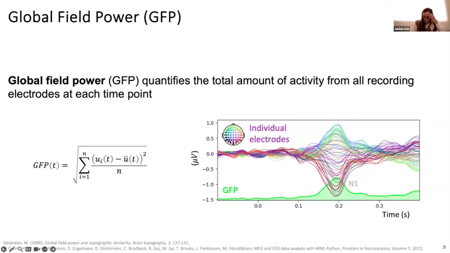One of the main advantages of GFP is that it is a kind of dimensionality reduction method that allows you to consider the impact of all recording electrodes instantaneously, instead of focusing on one single electrode like we would do in a classical event-related potential analysis.